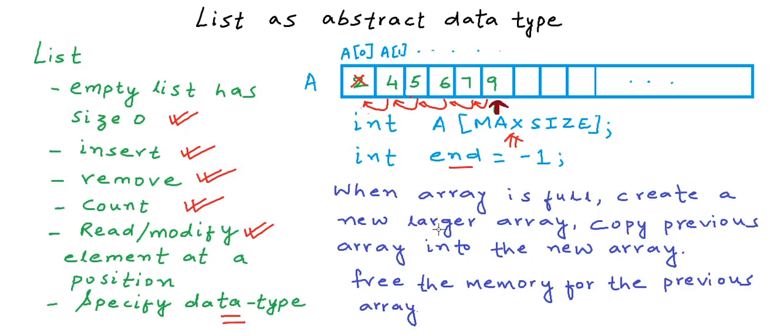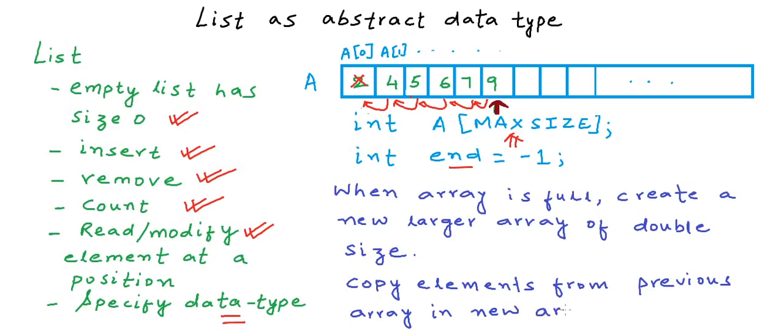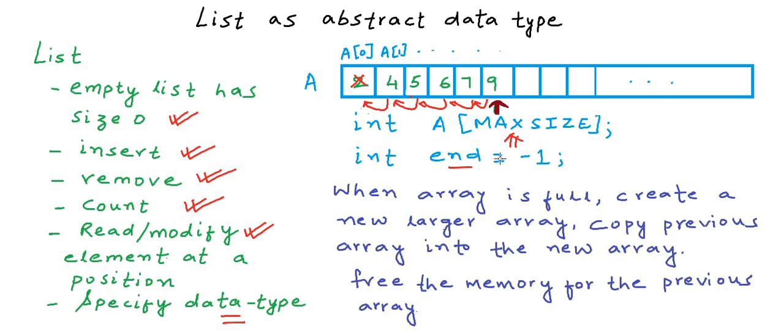So the strategy that we choose is that each time the array is full, we create a new larger array of double the size of the previous array. And why this is the best strategy is something that we will not discuss in this lesson. So we will create a larger array of double size and copy elements from the previous array into this new array. This looks like a cool implementation.